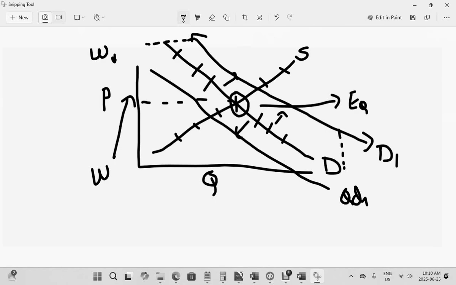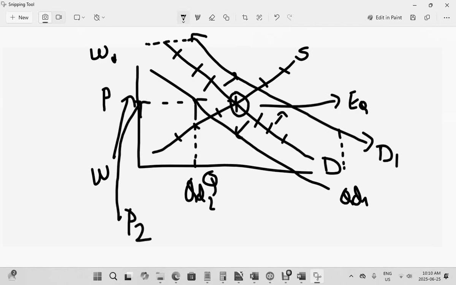And when it shifts to the left, this would be your new quantity demanded, and this would be your new price, for example, price two. At this price, the employers are willing to hire so and so workers because the demand has gone down and the demand curve has shifted to the left.